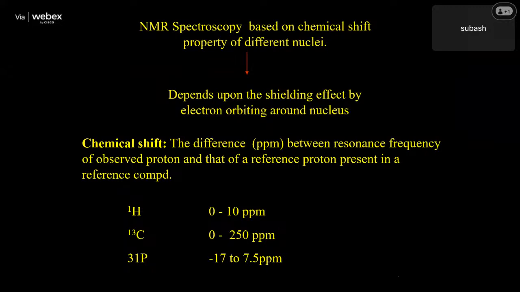And in phosphorus, you have minus 17 to plus 7.5 ppm. So all the energy metabolites which are available in the body can be visualized within this range. So hydrogen becomes a little difficult, mostly because these metabolites are at millimolar concentrations, and water in the body is 70 molar. So you can see how difficult it must be to pick up the metabolites which are in millimolar concentration against the water which is at 70 molar concentration. So you can see how hydrogen spectroscopy becomes complex.